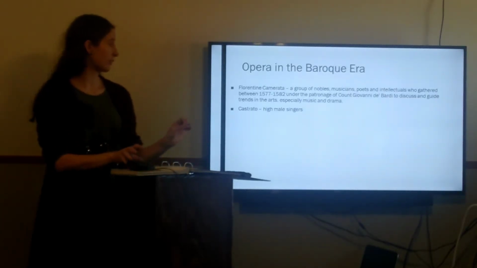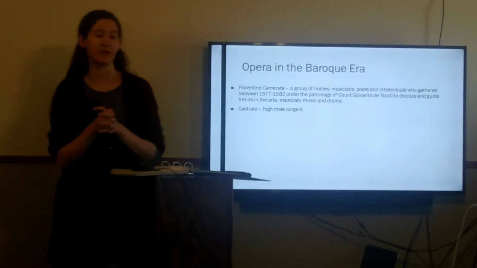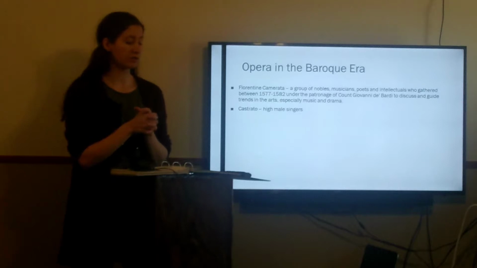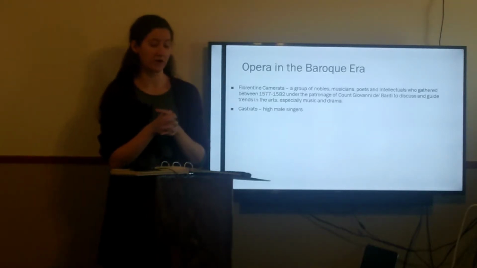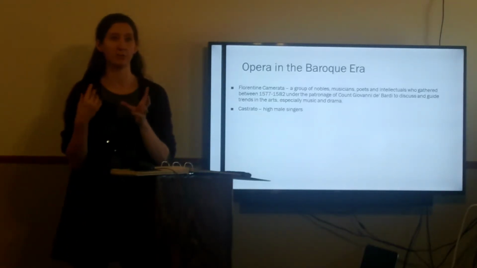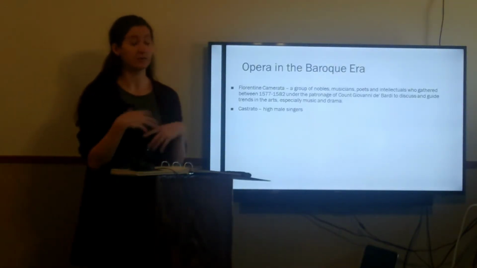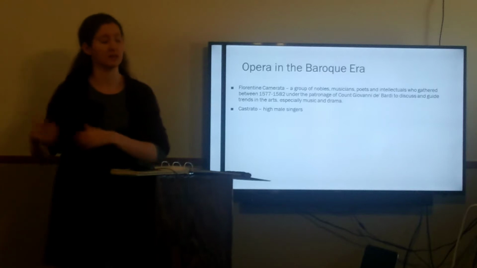Let's talk just a little bit about how opera came into being. We mentioned this. We have a group of people called the Florentine Camerata. Camerata is the Italian word for a society of people, a fellowship of people. And they met in Florence, hence we have the Florentine Camerata.